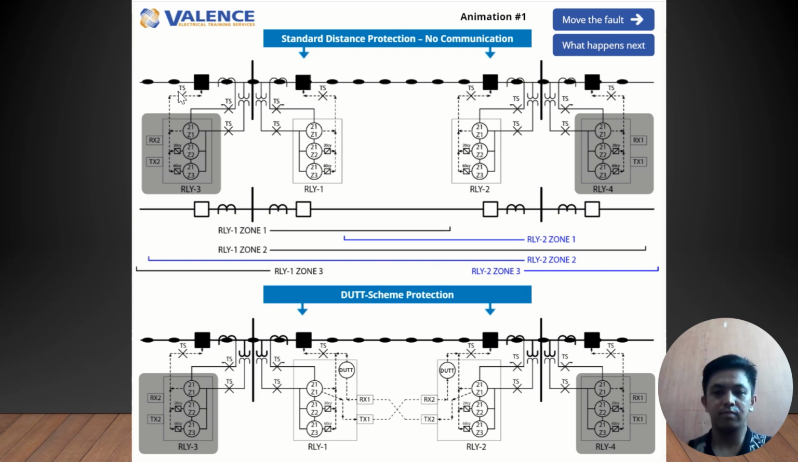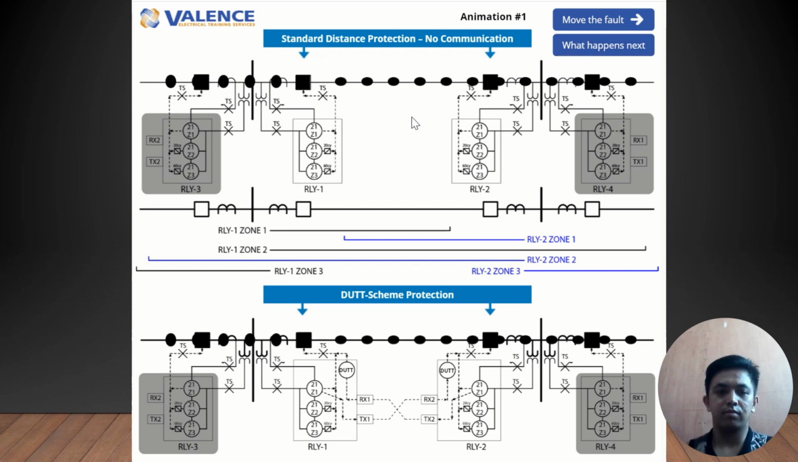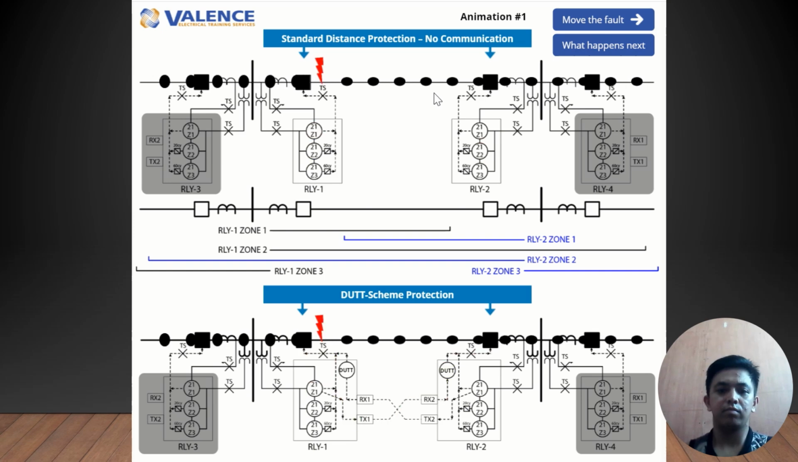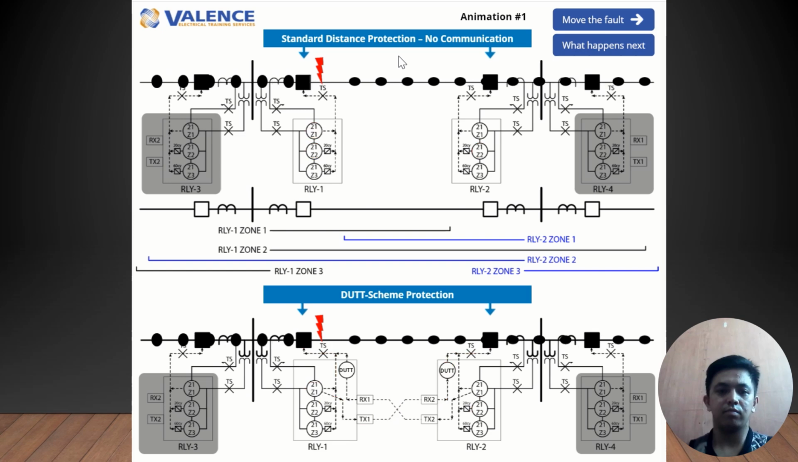The first thing I'm going to do is put the fault really close to relay 1. Immediately, relay 1 is going to see zone 1 and it's going to see zone 2. Relay 2, because the fault is still on the line, is going to see zone 2. The difference between the standard scheme and the DUTT scheme is that in the standard scheme relay 1 is going to operate instantaneously and relay 2 is going to operate after a 20 cycle delay.